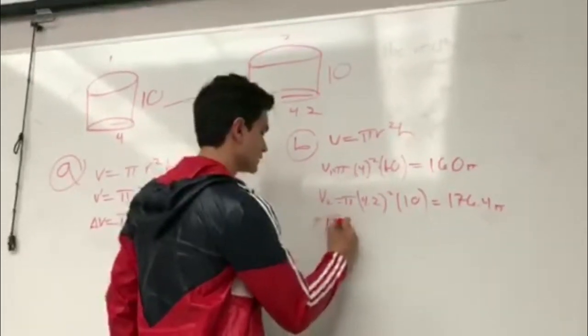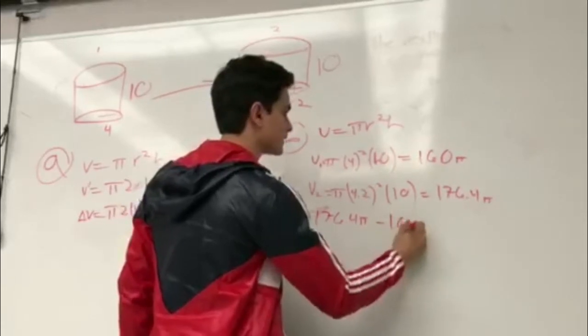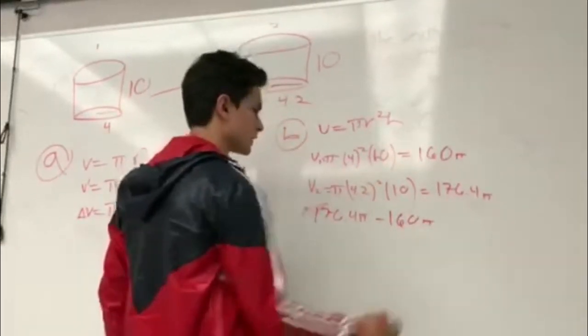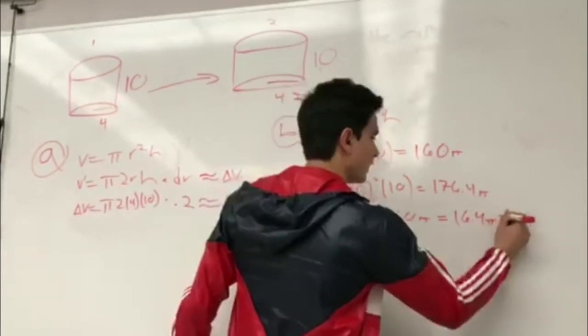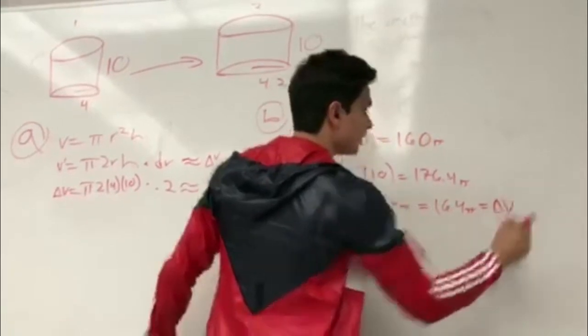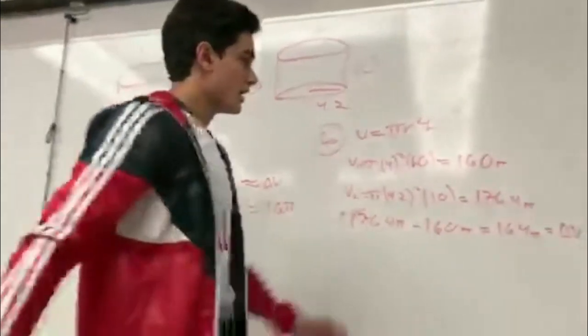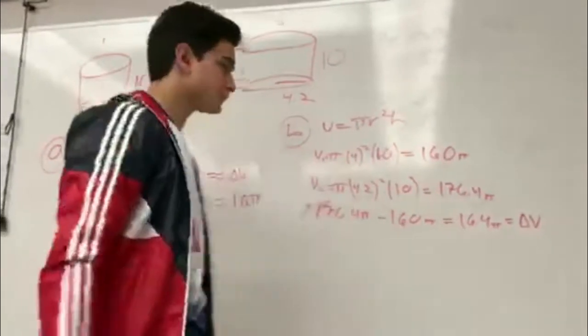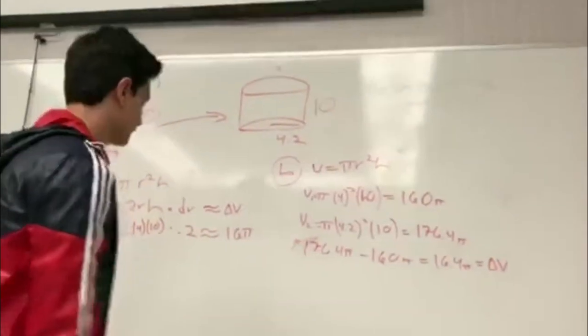So 176.4 pi minus 160 pi is going to be equal to 16.4 pi. And that is the actual change in the volume. And we can see the approximate change and the actual change are very close. So we can be sure that they are both correct.